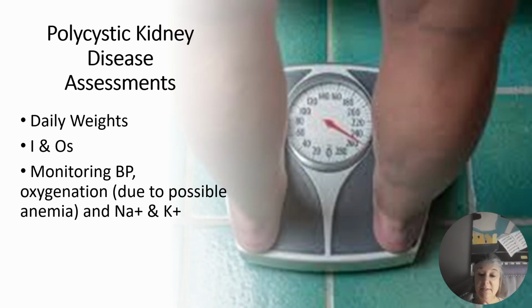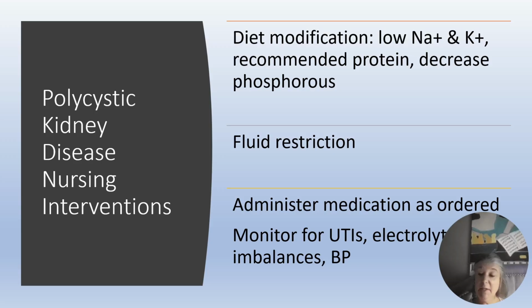So our assessments, same old: weights, I's and O's. Now, don't forget about that blood pressure, right? And then oxygenation, because we can end up with anemia related to this. And then, of course, our electrolytes, in particular, as usual, sodium and potassium. The diet modifications, same old: low sodium, low potassium, follow your protein recommendations and decrease the phosphorus.